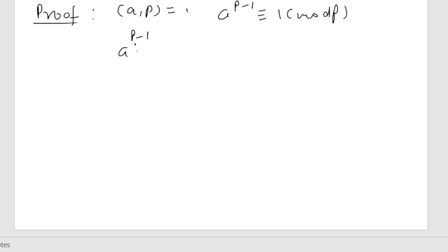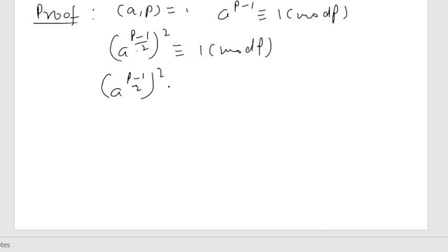To prove this theorem, we must know Fermat's Little theorem. And what is it? If the GCD of a and p is equal to 1, then a to the power p minus 1 is congruent to 1 modulo p. So what we can do, a to the power (p minus 1) divided by 2, to the whole power 2, is congruent to 1 modulo p. So we can say a to the power (p minus 1) divided by 2, the whole square, minus 1 is congruent to 0 modulo p.